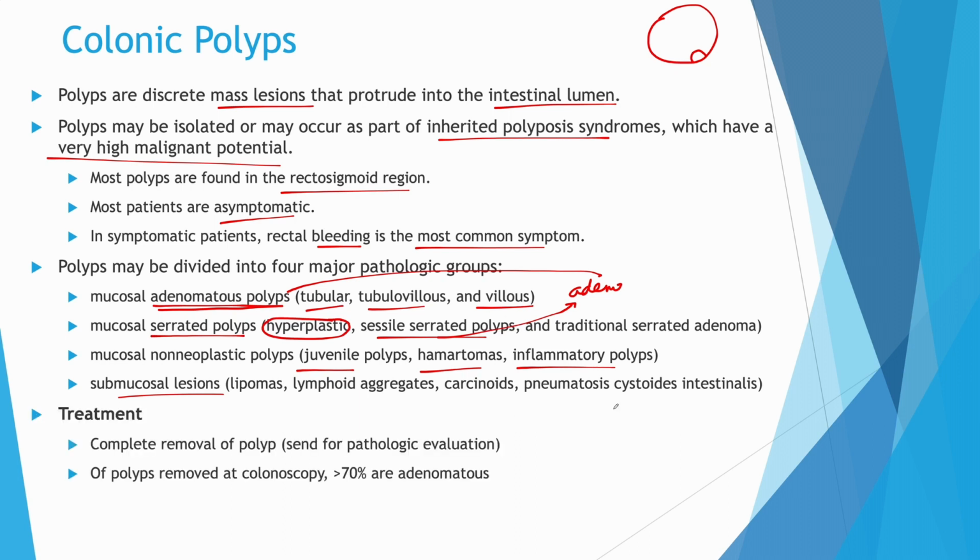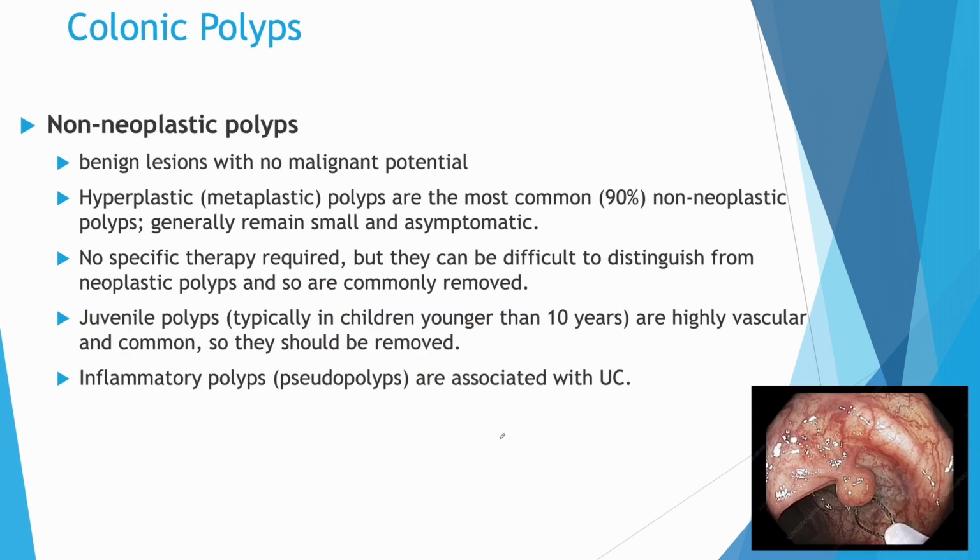How do we treat polyps? Well, we have to remove them and send them for pathological evaluation. With all of these different polyps, you can't always tell by just looking at them. You have to actually send them off for pathology. And most of the polyps removed in colonoscopy are going to be adenomatous. These are benign, however, they do have potential to progress into the adenocarcinomas that we know as the most common type of colorectal cancer.